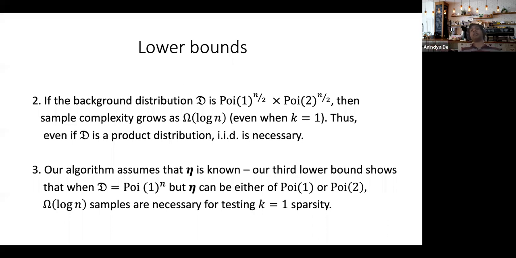And third is that we assume that the noise distribution is known, and it turns out that even if you did not tell me the noise distribution, you just said it's one of Poisson 1 or Poisson 2, so you kind of told me it's one of two options, then it is possible to construct an example where the background distribution is something nice like Poisson 1 to the n, and still log n samples will be necessary. So we really require all of this, the IID, the marginal being Gaussian, and the noise distribution to be known, to achieve any little o of log n sample complexity.